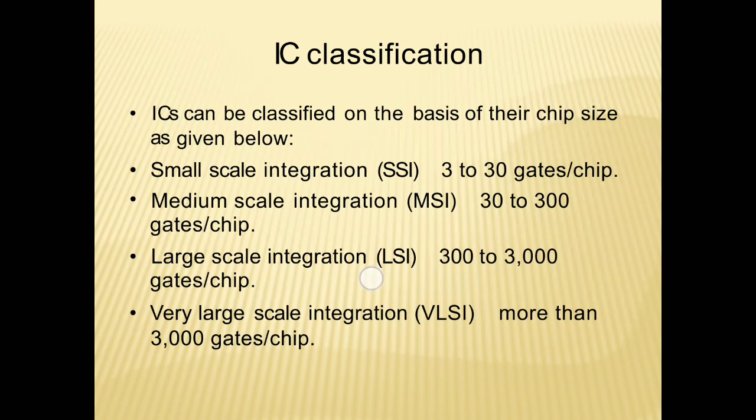So the IC classification. ICs can be classified on the basis of chip size. The IC complexity has advanced from small scale integration and medium scale integration, then large scale integration, and finally very large scale integration. Small scale integration has a range of 3 to 30 gates, and medium scale integration has 30 to 300 gates. Large scale integration has 300 to 3000 gates. Very large scale integration has more than 3000 gates. So this is the IC classification.